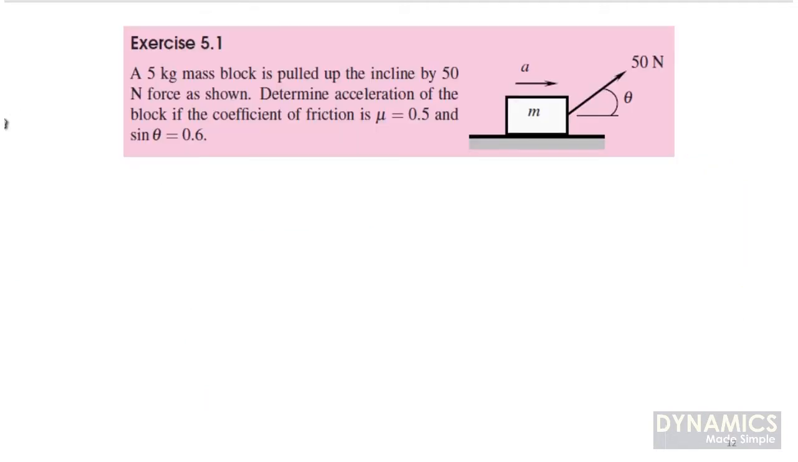Okay, just to illustrate the point, let's consider this simple example. Right, so we have a 5 kilogram mass on this surface, and it is being pulled by this inclined force, which is at theta from our horizontal axis. So now we need to determine the acceleration of this block if the coefficient of friction equals 0.5 and sine theta is given as 0.6. Okay, fine. So the first step is to draw our free body diagram.